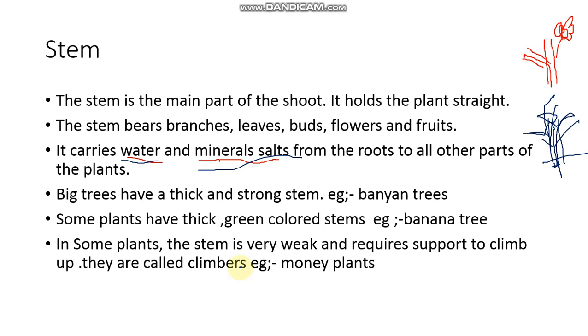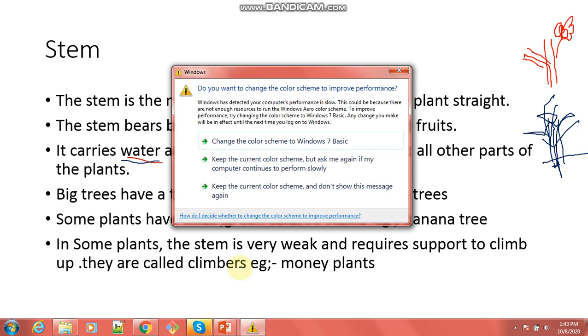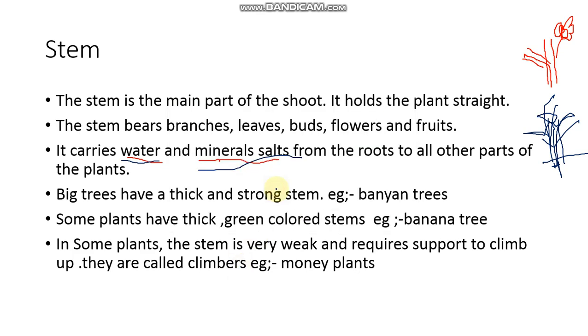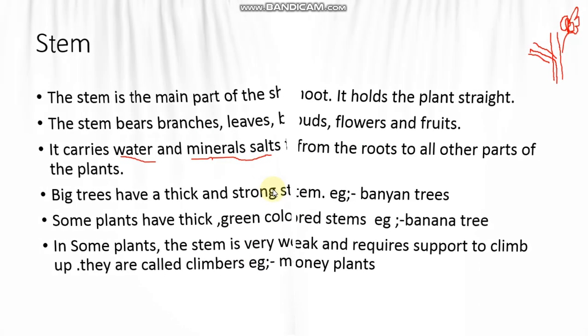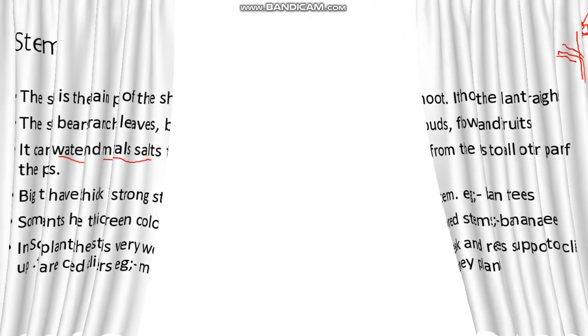And some plants creep on the ground. They require the ground for support. That is called a creeper. Examples are money plants and grapevine, and also watermelons, cucumbers and pumpkins. Okay, students, I'll show you the picture of that.